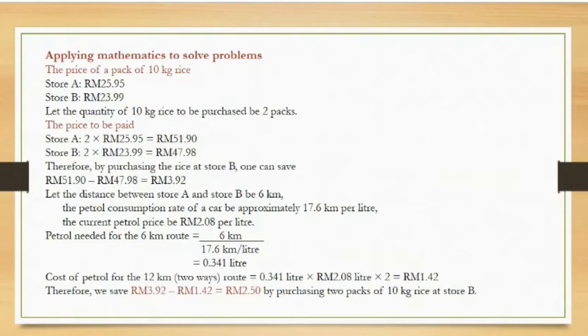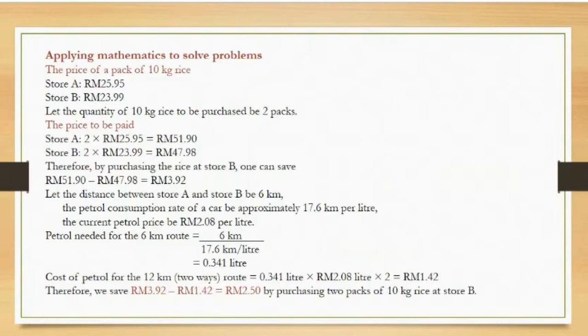Applying mathematics to solve problems. Now we know that the price of a pack of 10 kg rice at store A equals 25 ringgit 95 cents. Store B is 23 ringgit 99 cents. Let the quantity of 10 kg rice to be purchased be 2 packs. The price to be paid at store A will equal 51 ringgit 90 cents, and store B is 47 ringgit 98 cents. Therefore, by purchasing the rice at store B, one can save 3 ringgit and 92 cents.